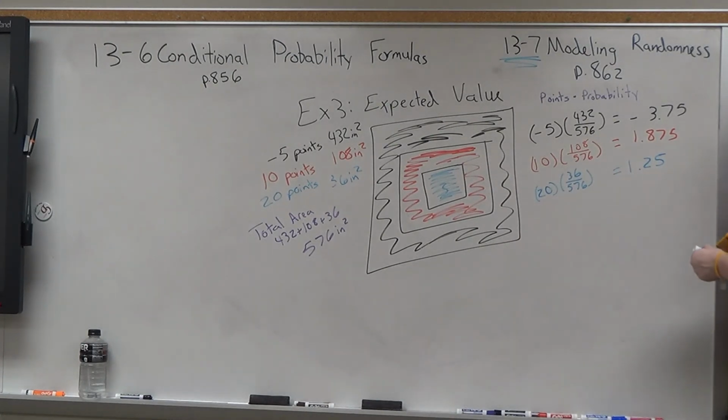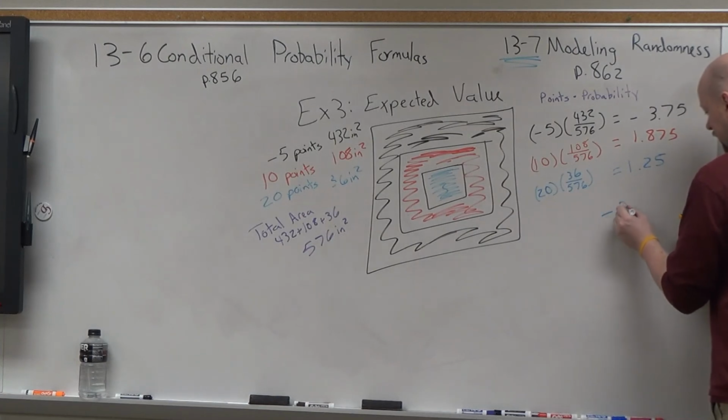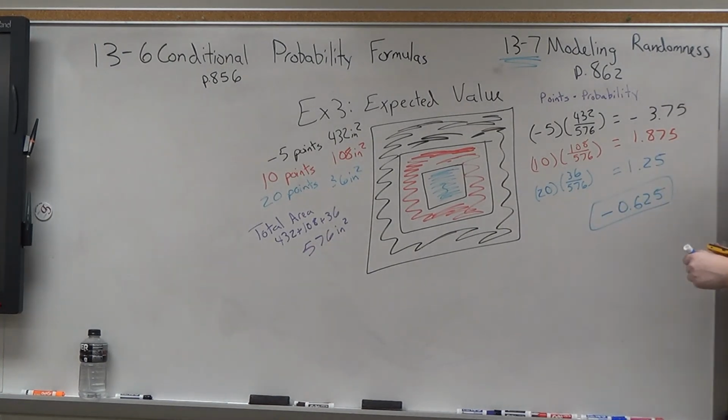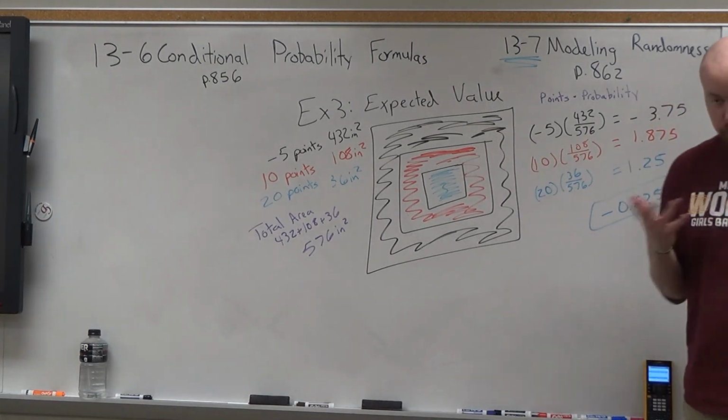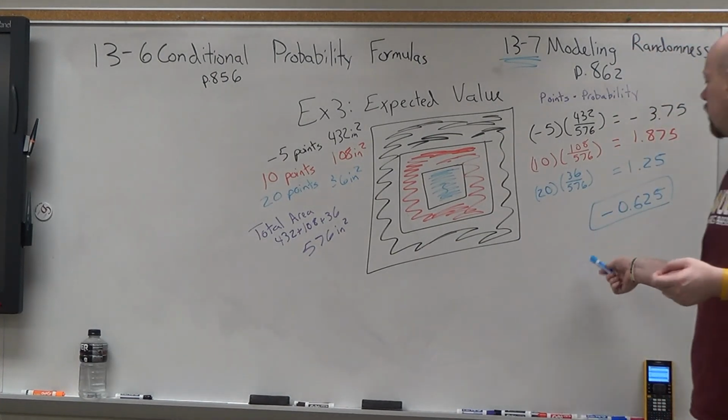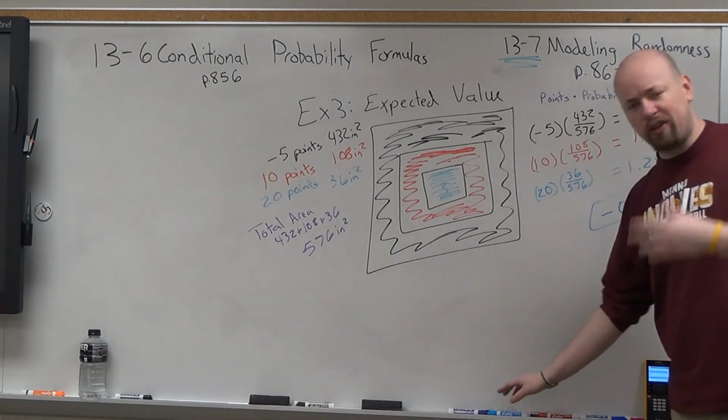Okay, so overall, my expected value would be -0.625. So I'm expected to lose. I'm expected to lose points. So the question is, should I do it? No. In fact, this is often another example of why you guys ever hear the house always wins.